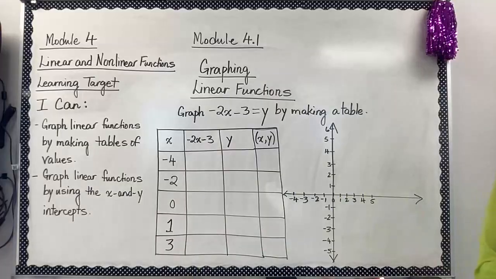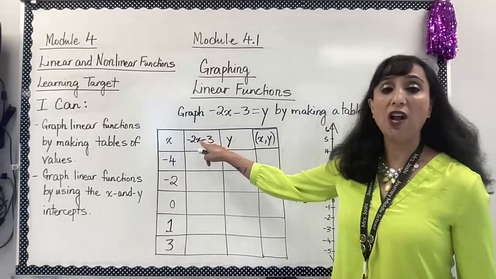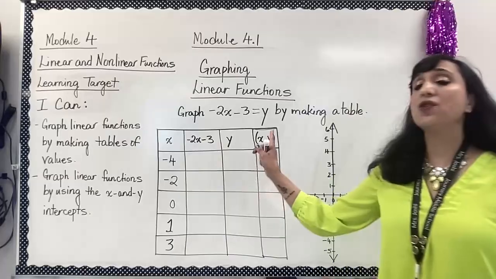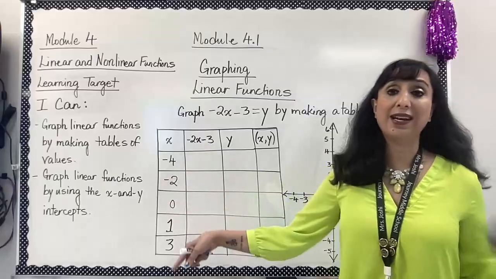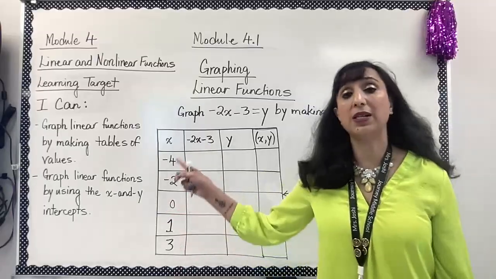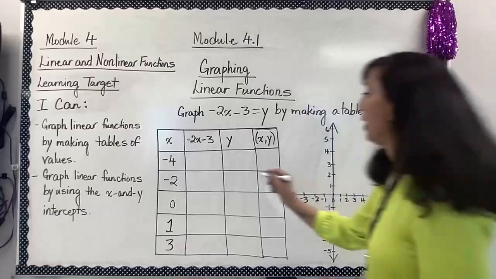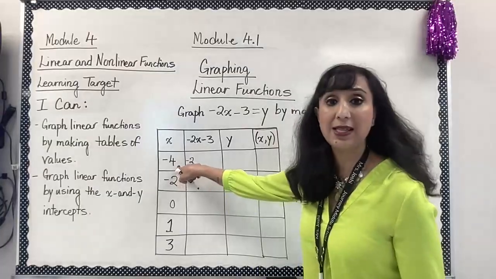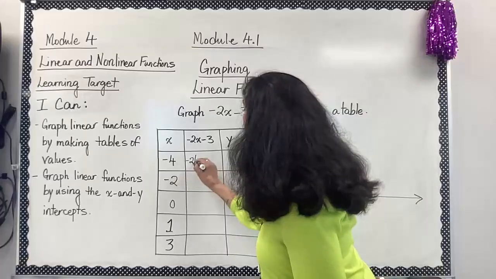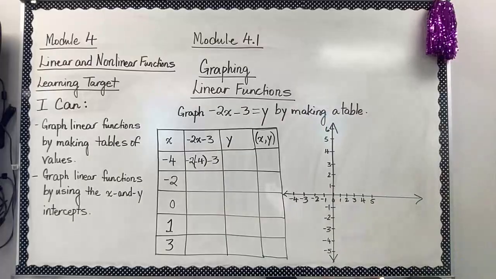And then I am going to use this expression to solve for y. I'm just going to substitute the values of x into here, because these are the values for x that I've given. You can choose what you want, but this is what I have chosen. So the first one, I'm saying negative 2 times, what have I said x is? It is negative 4. So negative 4 minus 3. What is this going to give me?